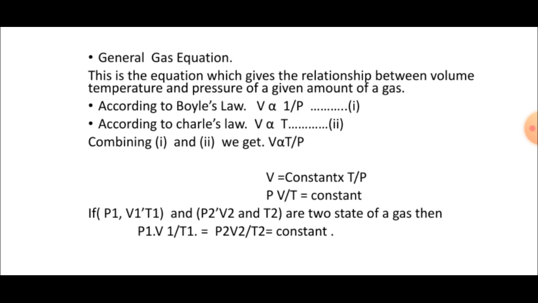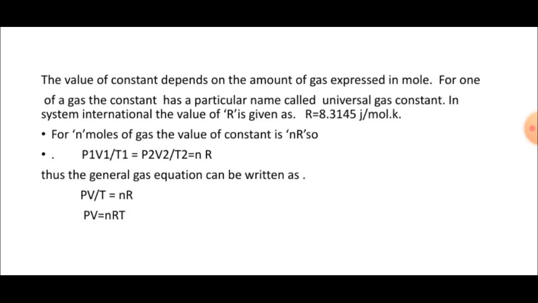If P1, V1, T1 and P2, V2, T2 are two states of a gas, then this equation can be written as P1V1 upon T1 is equal to P2V2 upon T2 is equal to constant. The value of the constant depends on the amount of gas expressed in moles. For 1 mole of a gas, the constant has a particular name called universal gas constant.